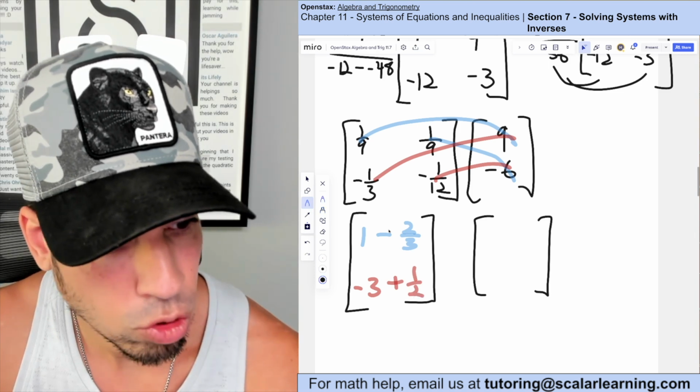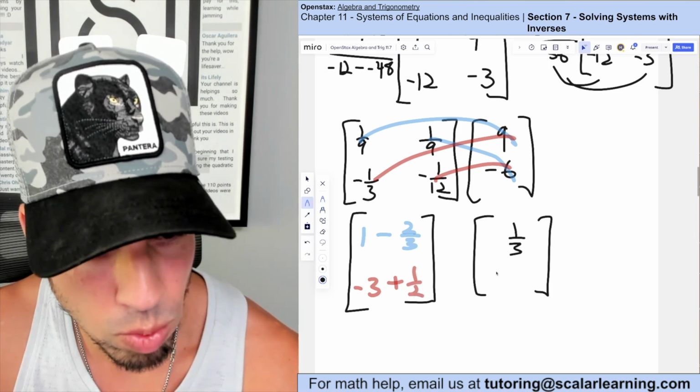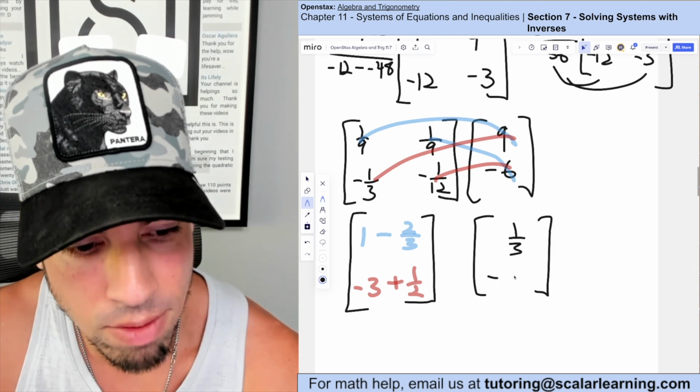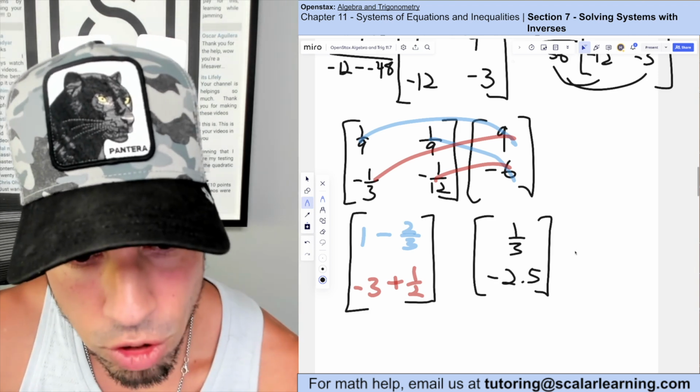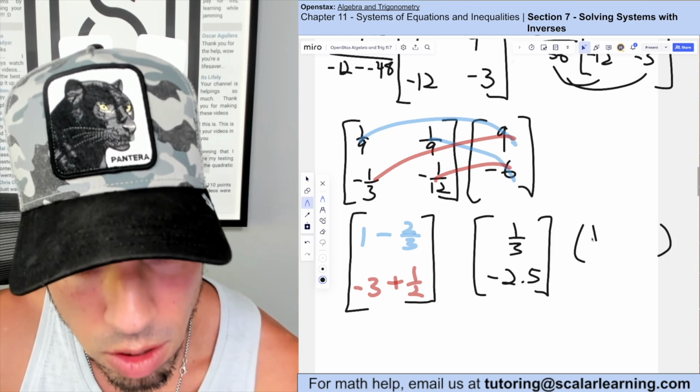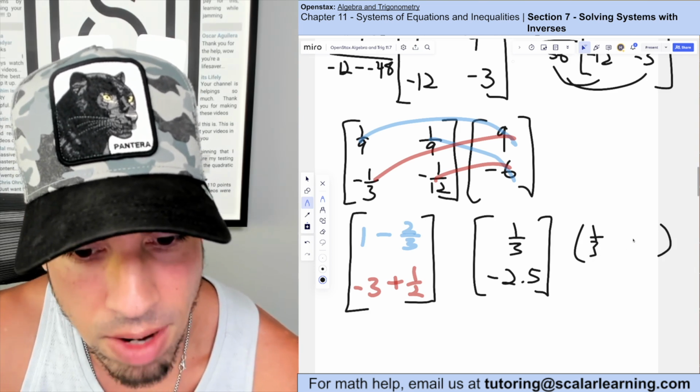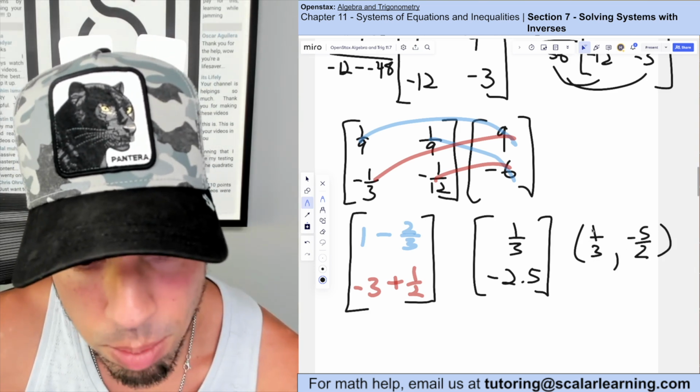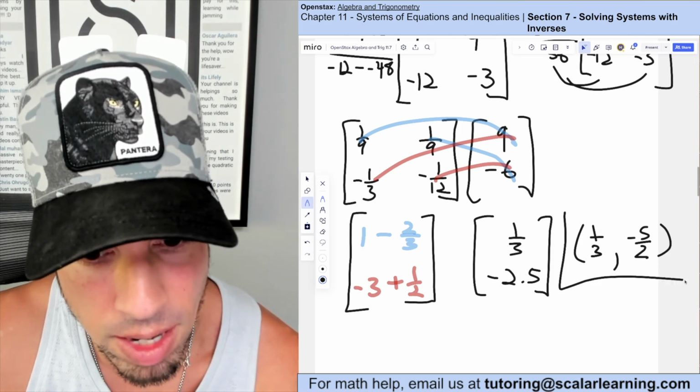This means our final answer is 1 minus 2/3 is 1/3. -3 plus 1/2 is -2.5. And so the answer in XY coordinates is 1/3. And I'm going to put that in as -5/2, which is the same. That's just how they put it in the back of the book. So 1/3, -5/2. That's how you do it.